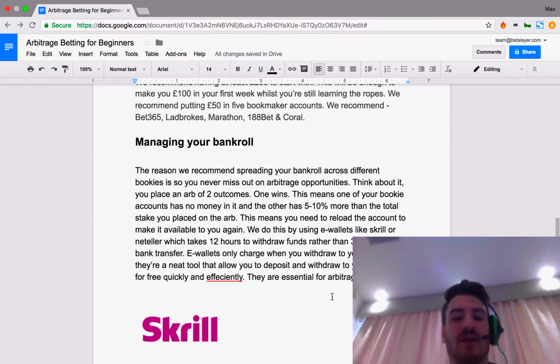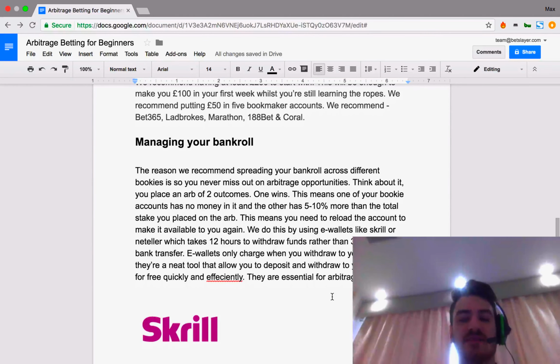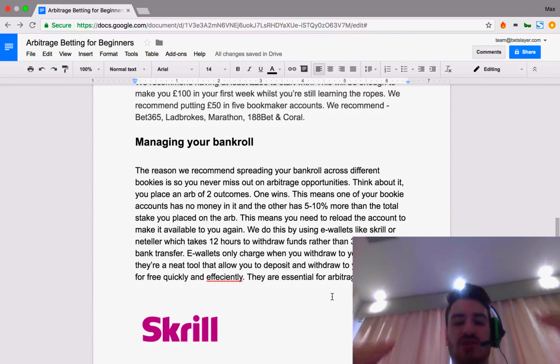The reason we recommend spreading your bankroll across different bookies is so you never miss out on arbitrage opportunities. Think about it. You place an arb of two outcomes, one wins. This means one of your bookie accounts has no money, and the other has 5 to 10% more than the total stake you put in. This means you need to reload the account to make it available to you again.